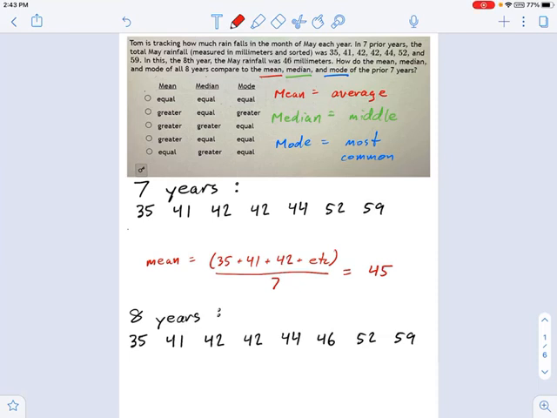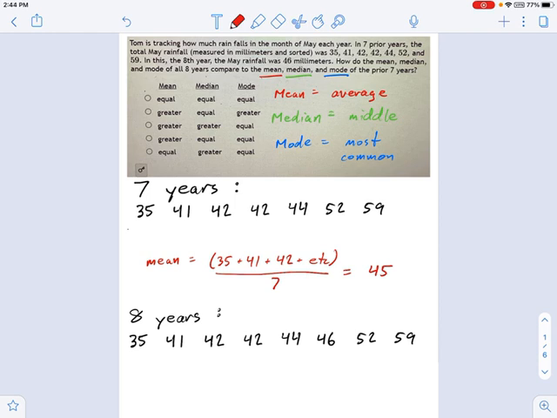In this problem, we're looking at some data for rainfall in the month of May every year for a couple years. The first set of data is 7 years of rainfall data, and we've got 35 millimeters all the way up to 59 millimeters. And then we have one more year of data added onto this, the 8th year, which is going to be 46 millimeters in this year.